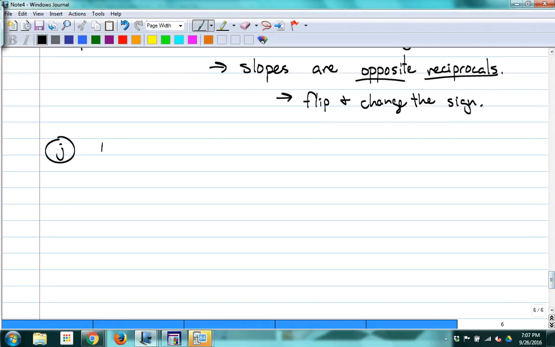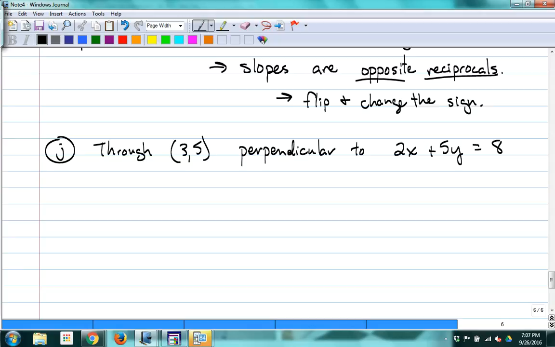All right, so let's say we had through (3, 5), perpendicular to 2x plus 5y equals 8. We want to write the equation of the line in all three forms for this.